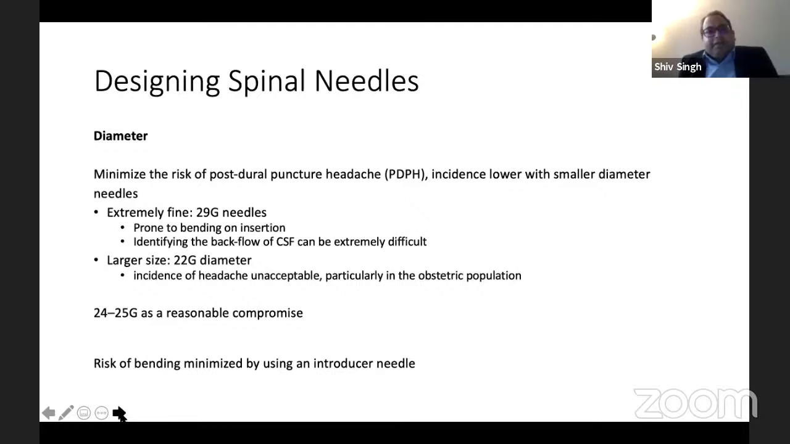The compromise is using 24 or 25G needles. In our setup, we tend to use 24 to 25G in most patients. To reduce the risk of needle bending, we use an introducer even with 24 to 25G needles. There are people who do not use an introducer, but we tend to use one.